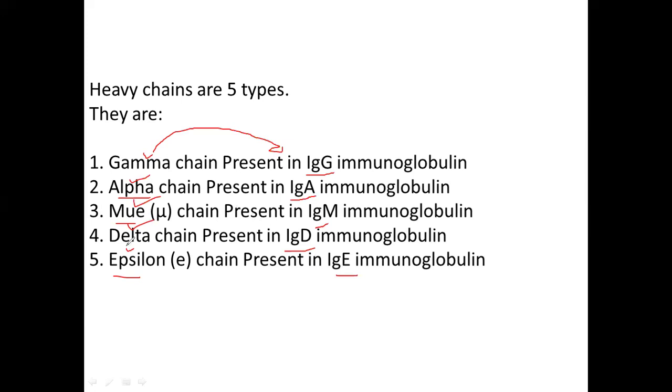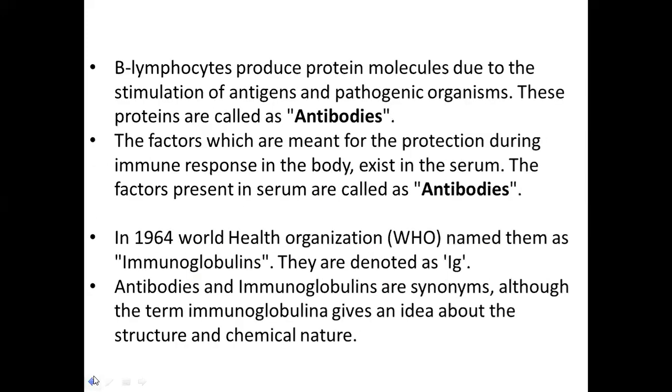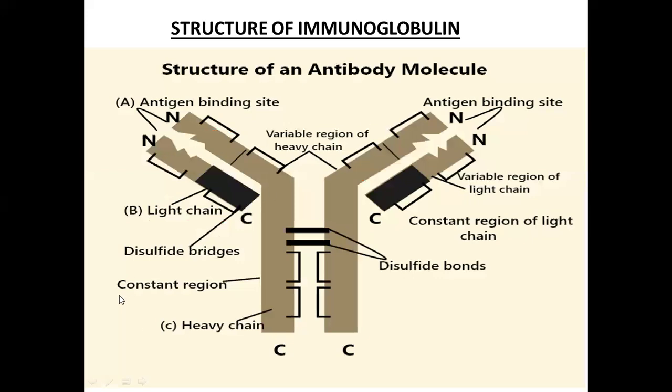So based on the first letter, gamma, alpha, mu, epsilon, and delta, based on that, we have divided the immunoglobulins into 5 types. So if you go through my channel, in the immunology playlist, I have uploaded a very short video on the different types of immunoglobulins. It will give you a basic idea about different types of immunoglobulins, their location, and their coefficient factors, which I have given in a very short form. If you want, you can go through that video also.